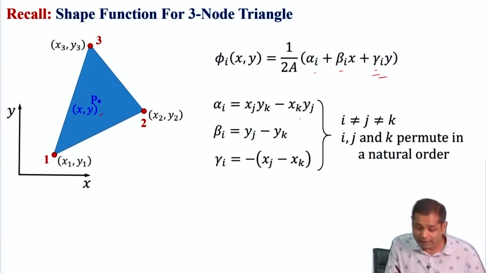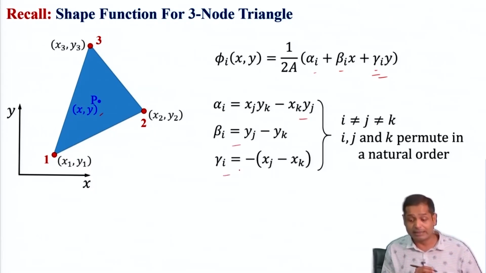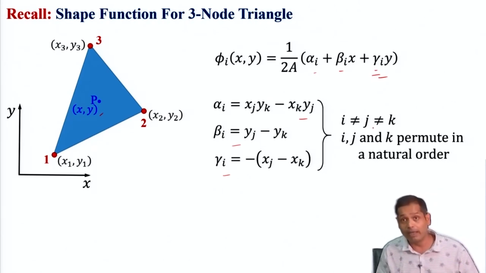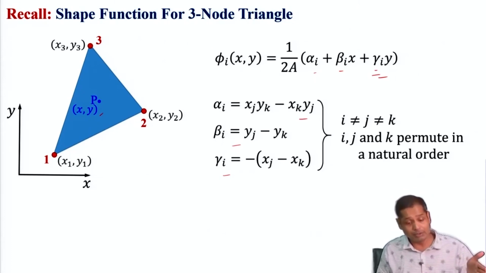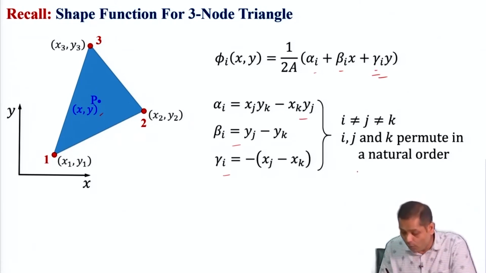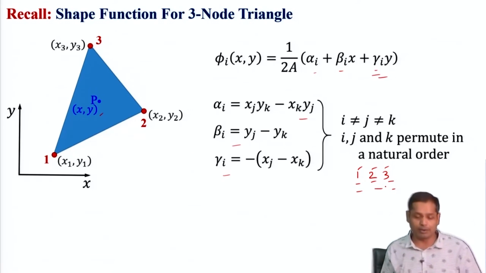So alpha i is this, beta i is this, and gamma i is this, and for this i should not be equal to j and j should not be equal to k, and i, j, k permute in natural order, which means it should be like this: 1, 2, 3, or 2, 3, 1, or 3, 1, 2. This is the natural order.